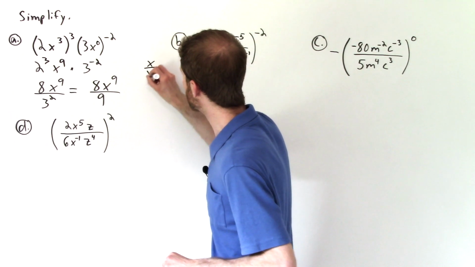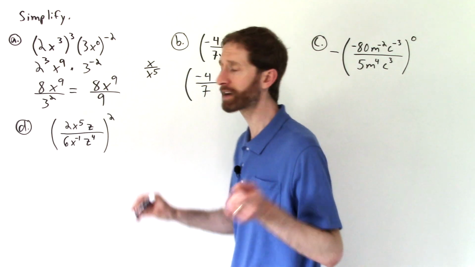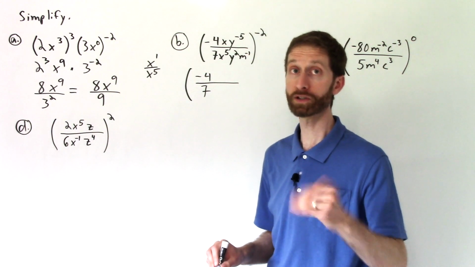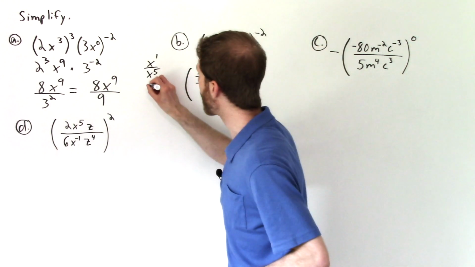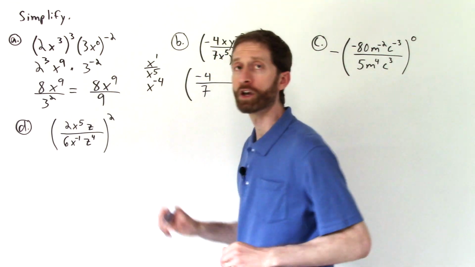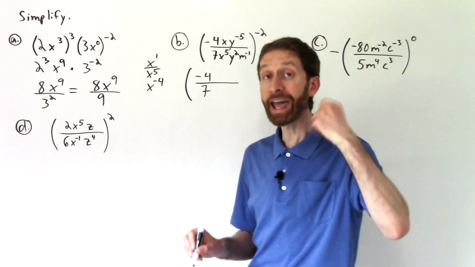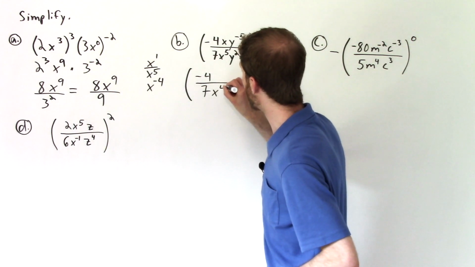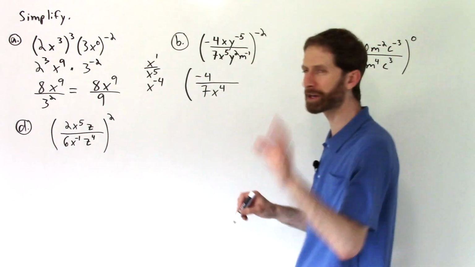x over x to the 5th. Well, that's x to the 1 over x to the 5. So you subtract the exponents because you're dividing. 1 minus 5 is x to the negative 4. With the negative exponent, that means the x will end up in the denominator. So you get x to the 4th in the denominator from all of that. A little bit of side work.